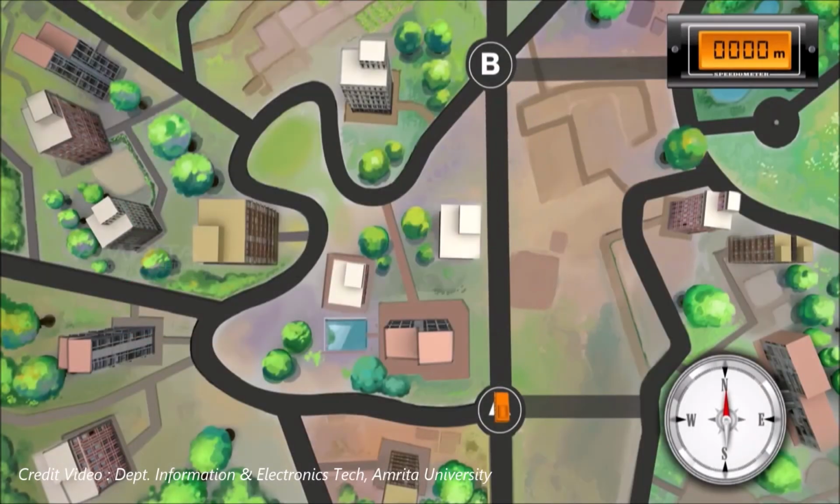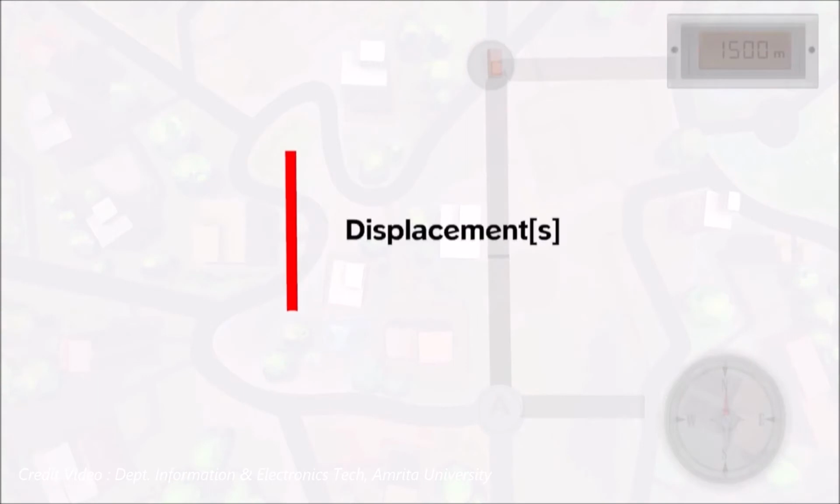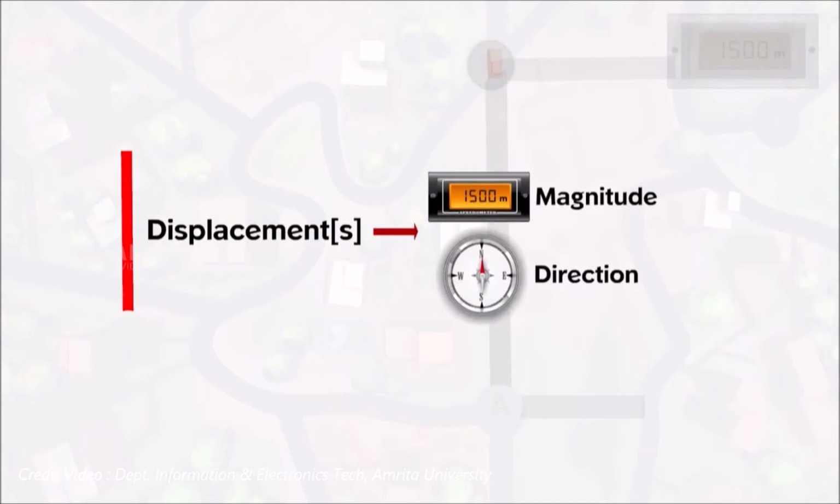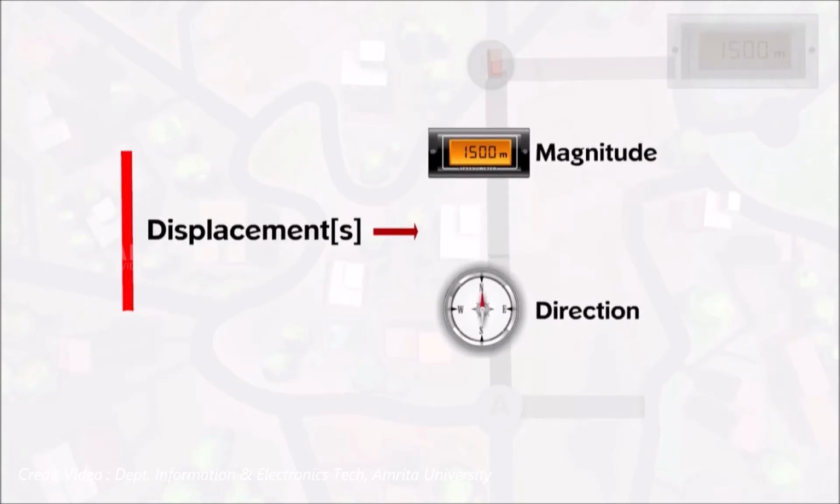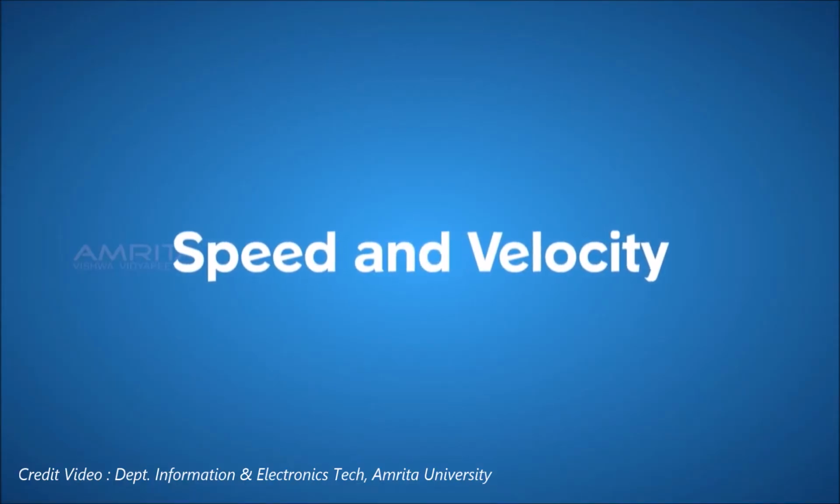Now, let us consider that there is an alternate route which takes the bus to destination B in the shortest distance, that is 1500 meters. The straight distance between the initial and the final positions of a moving body in a particular direction is called its displacement. Here, the moving body has magnitude and direction. Hence, displacement is a vector quantity. Let's now discuss speed and velocity.